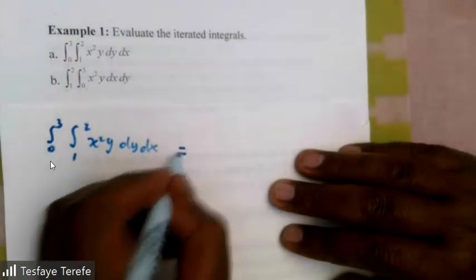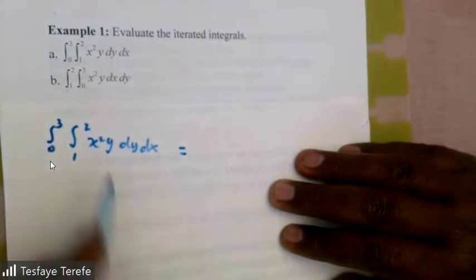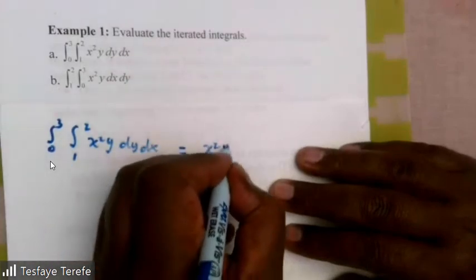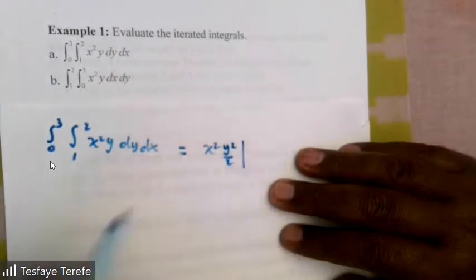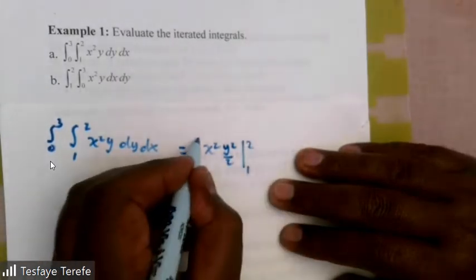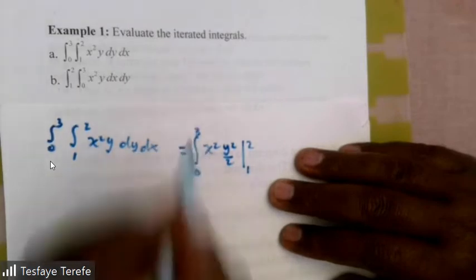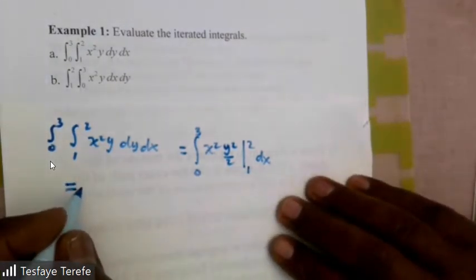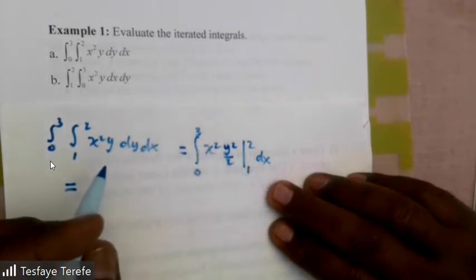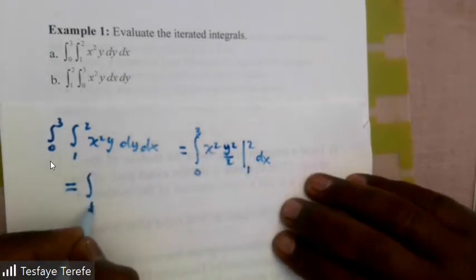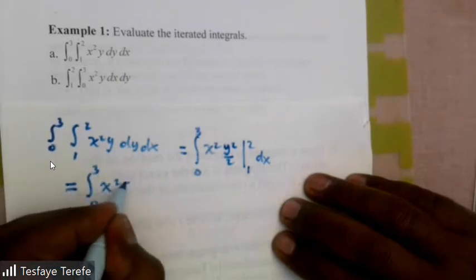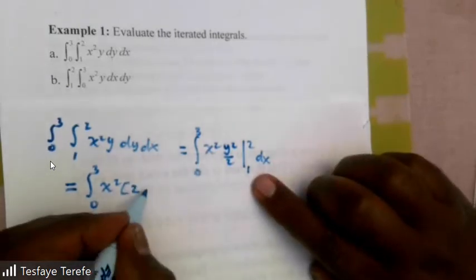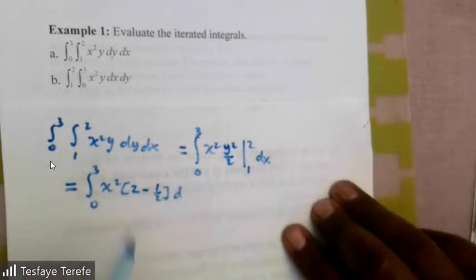So just like partial derivatives, in this case, we are integrating first with respect to y. x is constant, so you have x squared and y squared over 2, and that is evaluated from 1 up to 2. And still the outer integral is going to be kept, and then you have dx. So by the evaluation theorem, this is going to be 2 squared, which is 4, 4 over 2 is 2, and then 1 squared is 1, and 1 over 2. We have integrated with respect to x.